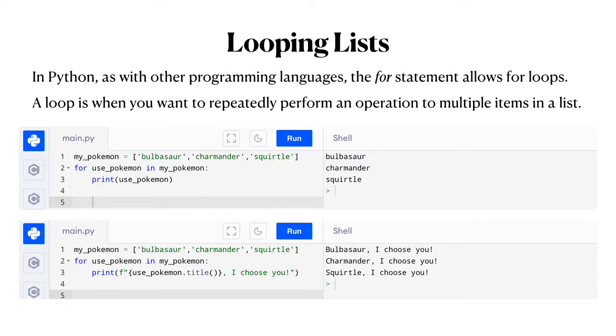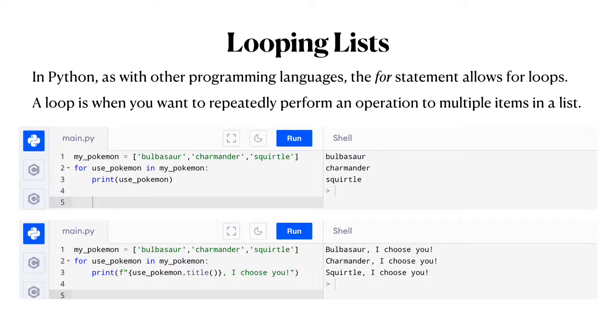So this is what happens inside Python whenever Python sees a for statement. At line number 2, when Python sees the for statement, it assigns each element inside the my Pokemon list to the variable name use Pokemon. So Bulbasaur is now the element inside my Pokemon, so Bulbasaur is immediately the use Pokemon, and then print use Pokemon. That's why the first line that came out in the shell is Bulbasaur.